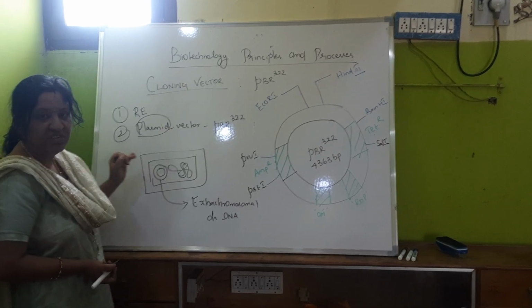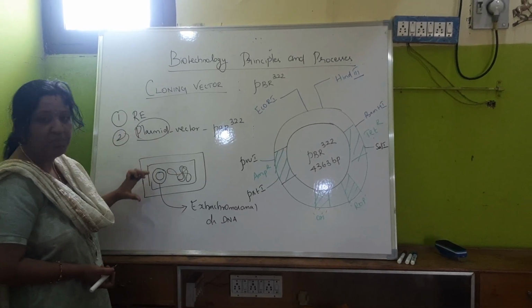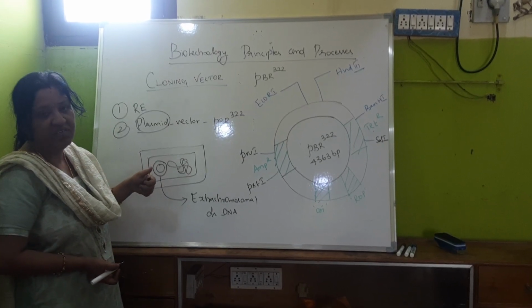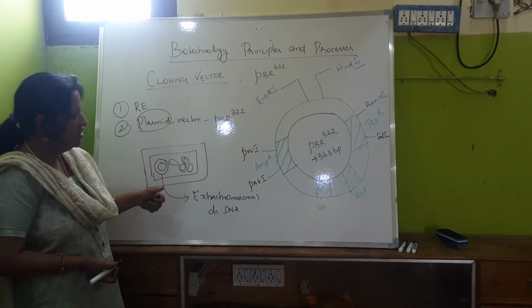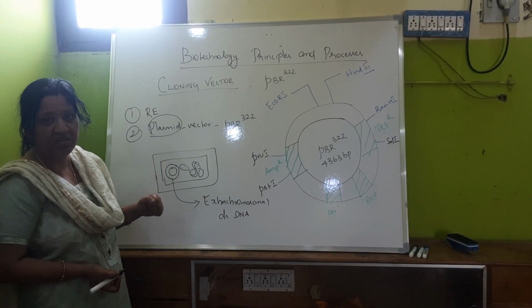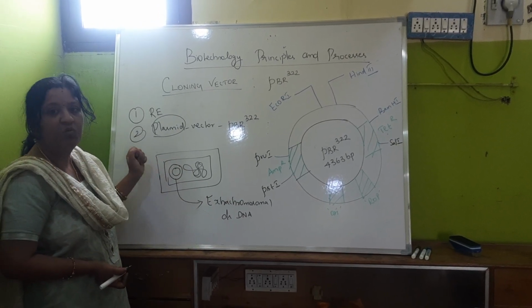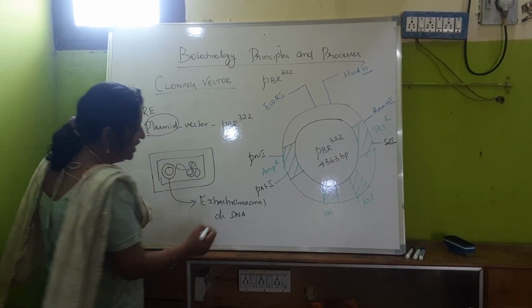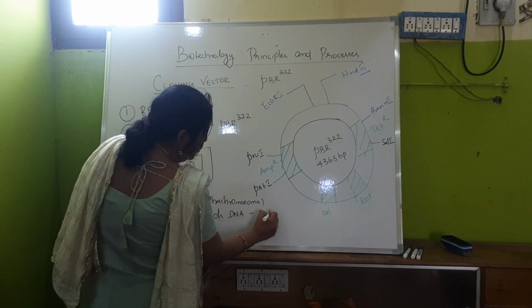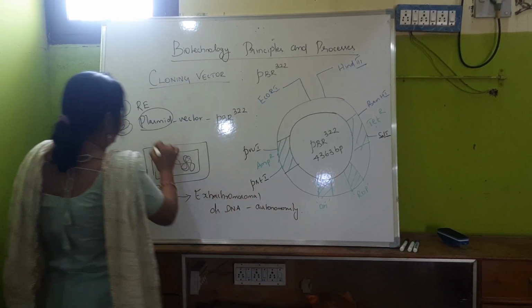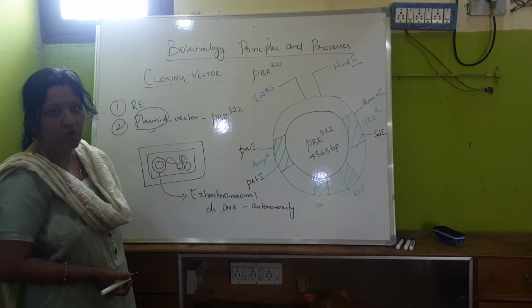Because of this property, we are going to use the plasmid and construct it as per our requirement. That is called a vector here. To carry the gene of interest, we are using the plasmid. What is meant by plasmid? It is an extrachromosomal double-stranded DNA which replicates autonomously. This is the reason we are using plasmid as the vector in biotechnology.